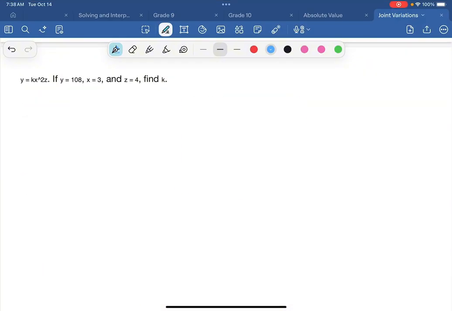For the next problem here, it is a bit complicated because our x this time is squared. So let's write this properly first. We have y equals k x squared z. So we read this as y varies directly as x squared, or the square of x, and z, or you may read it as y varies jointly as x squared and z.